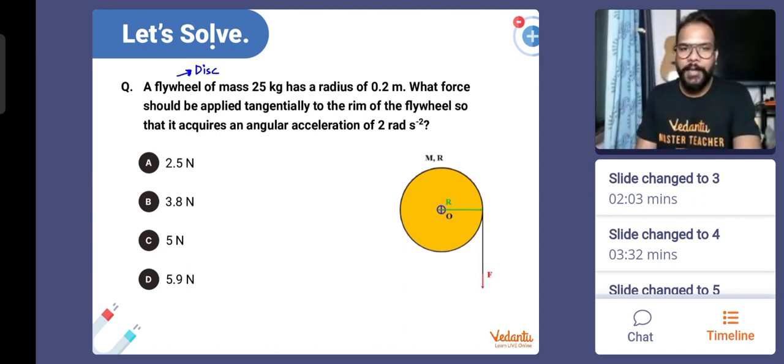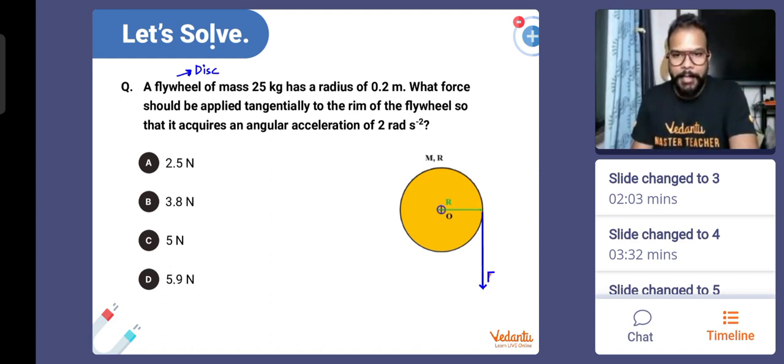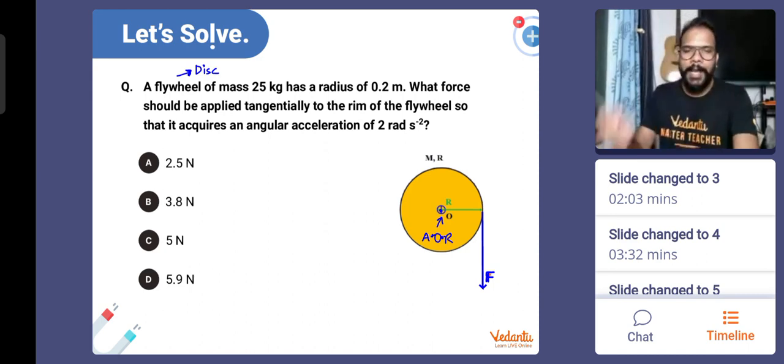A flywheel of mass 25 kg has a radius of 0.2 meters. What force should be applied tangentially to the rim of the flywheel so that it acquires an angular acceleration of 2 radians per second square? In support of it, I have drawn this diagram here so that I'm able to correlate it with the question itself. This is where the axis of rotation is, the usual center. And you have some string which is being wrapped over it, and you're pulling that.